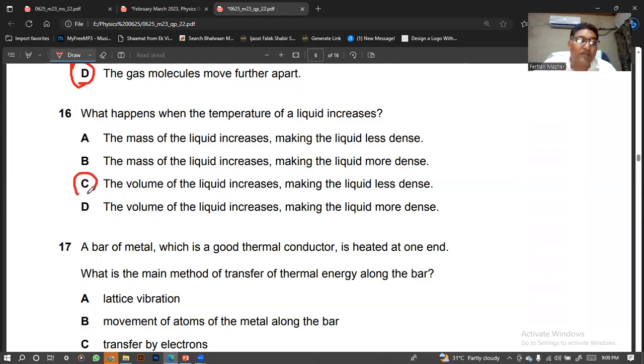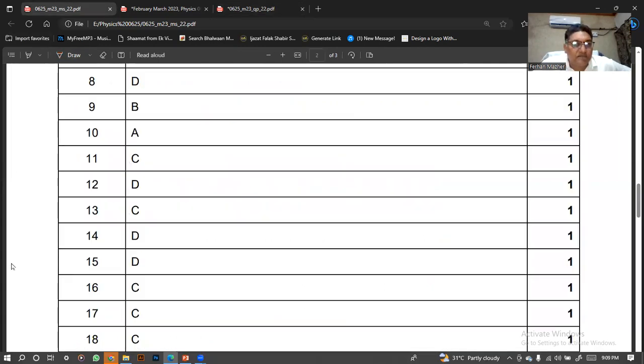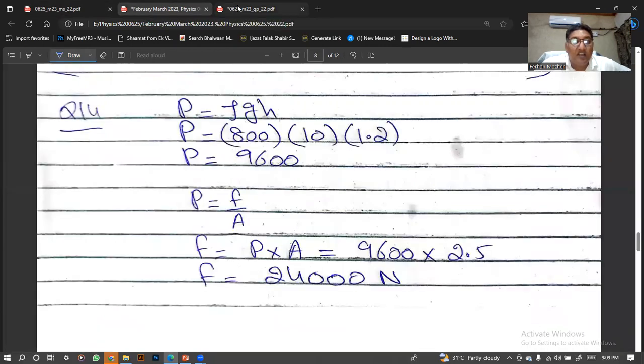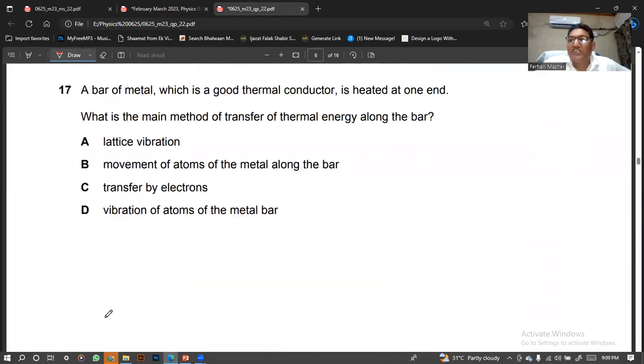When you raise the temperature, the volume increases. So the density will decrease, because the mass is the same but the volume has increased. So for question number 16, C is the right option, sir. Okay, so the next question is question 17.